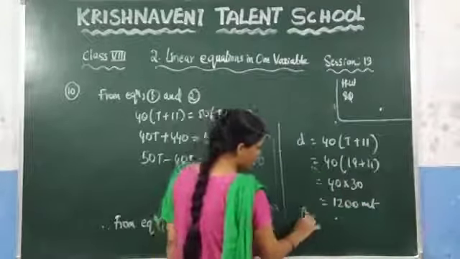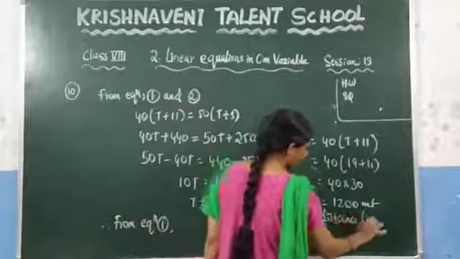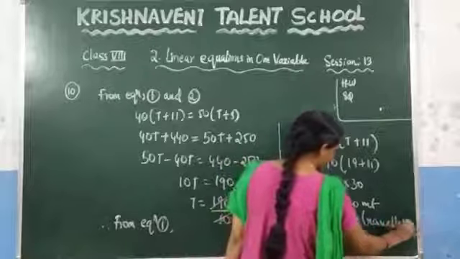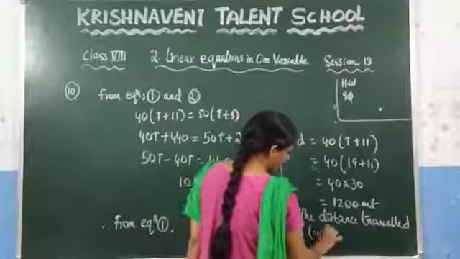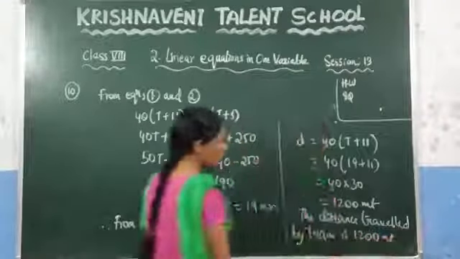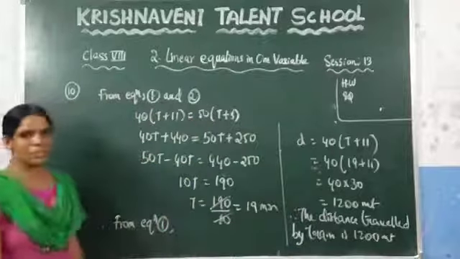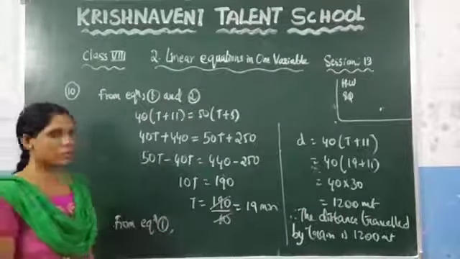Therefore, the distance travelled by the train is 1200 meters. So this is the problem here. This session is now completed. In the next session we are going to solve the remaining problems of this exercise.